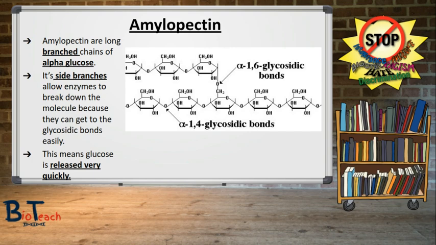This means there are glycosidic bonds between the carbon 1 of a glucose molecule and the carbon 6 of another glucose molecule. The diagram here illustrates the bonds a bit better, but I'll zoom into it in a second to show you this.